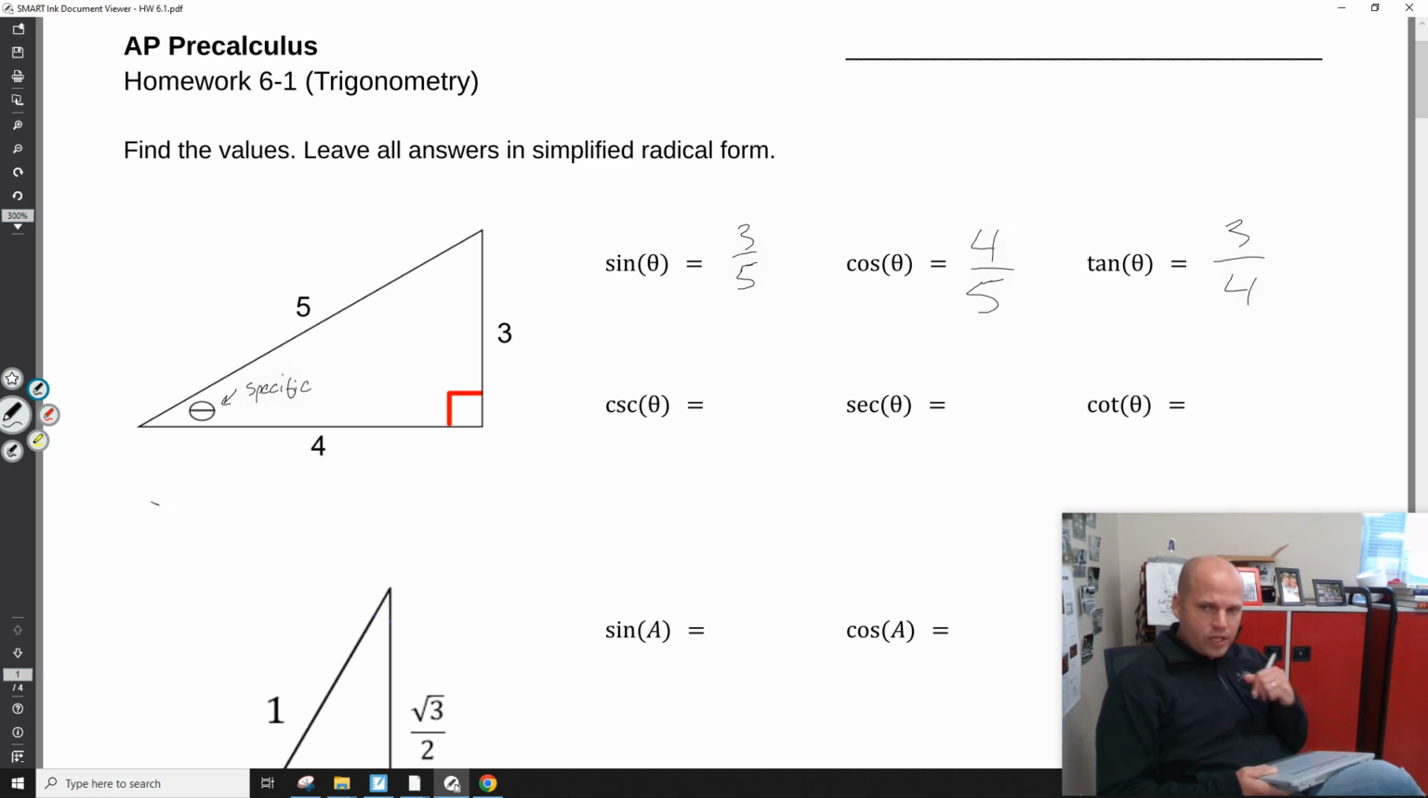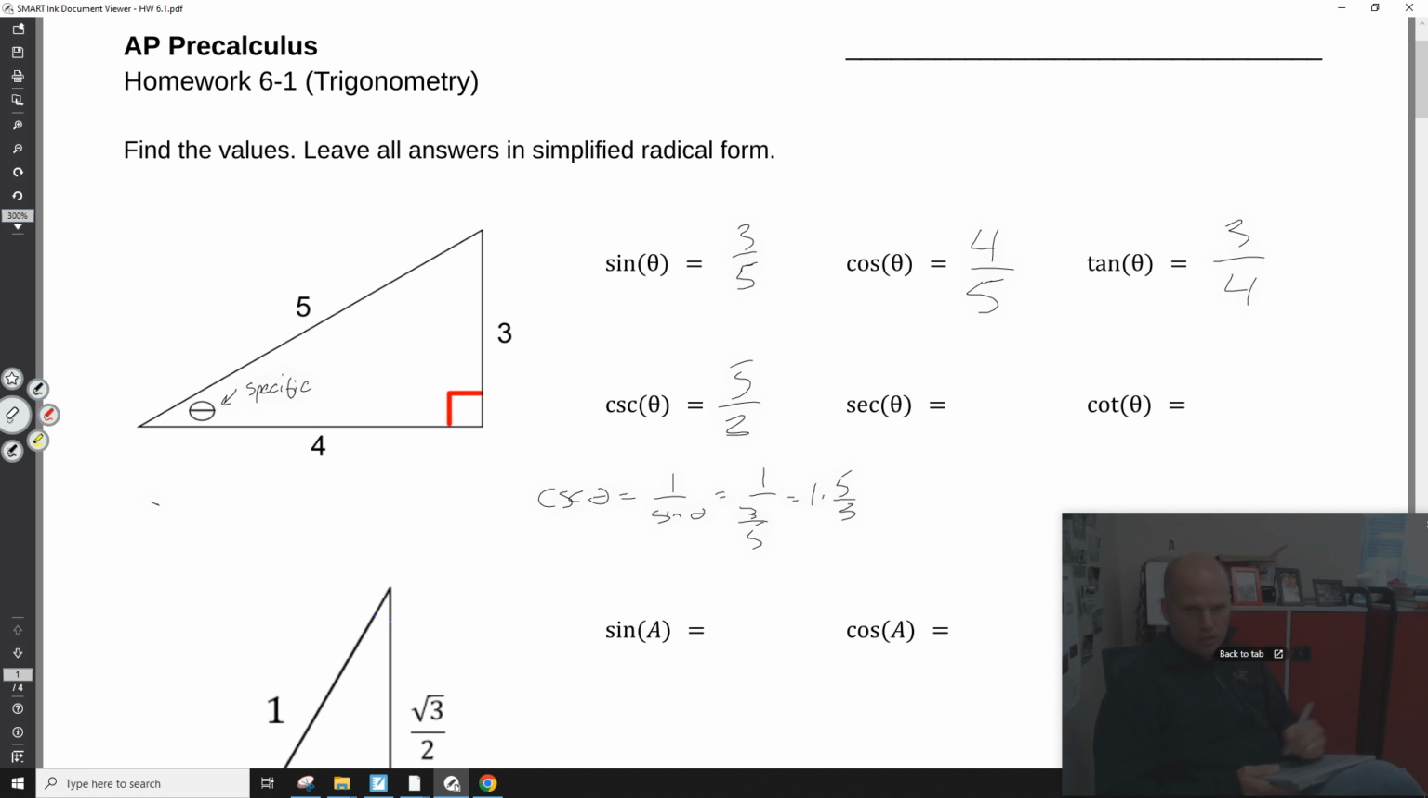Cosecant, secant, cotangent are the reciprocal functions, which you have to remember: cosecant is the same as 1 over sine. 1 over sine is just flip the fraction. 1 divided by 3/5 is the same as 1 times 5/3.